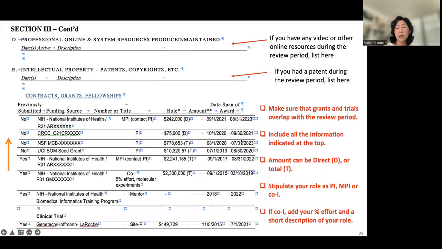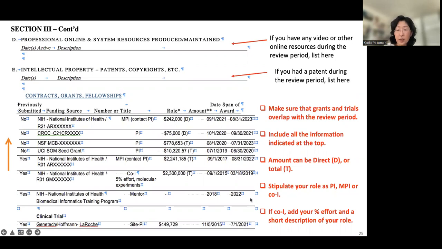And then the award period. Some people put the same grant for each year separately. Please don't do that. Just put it under the same grant number. You can put it like this and then put the range of the span of the award like this, okay? And again, the newest one at the top, in chronological order, right?